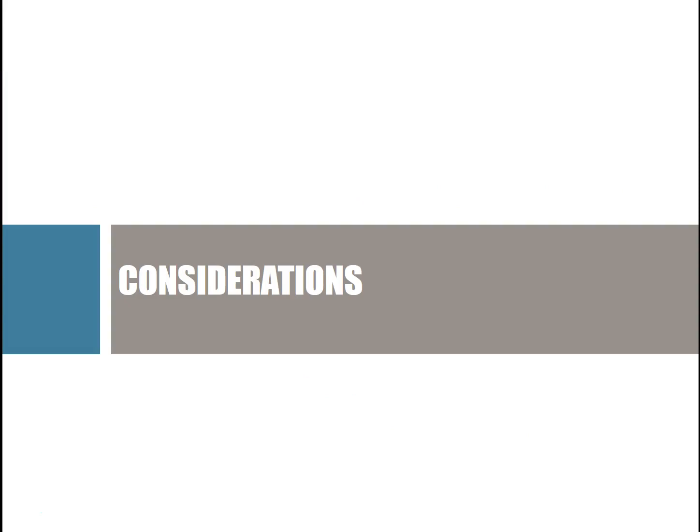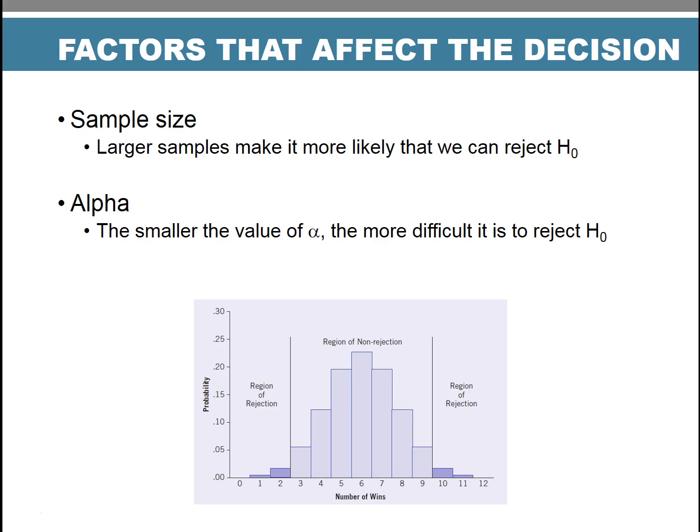Some considerations that we need to take into account with significance are sample size. Like we talked about, larger samples make it more likely that we can reject the null hypothesis. Also, the smaller the value of alpha, the more difficult it is to reject the null hypothesis. When we're setting a lower value, so 0.01 instead of 0.05, our result has to be even more extreme. And we talked about how there are some situations where that might be warranted.